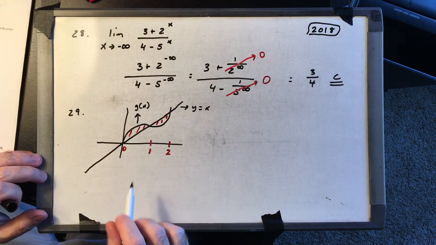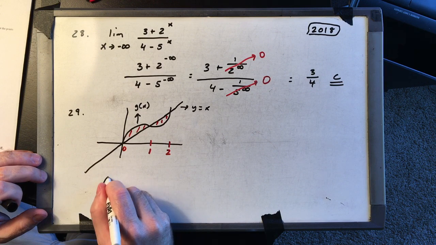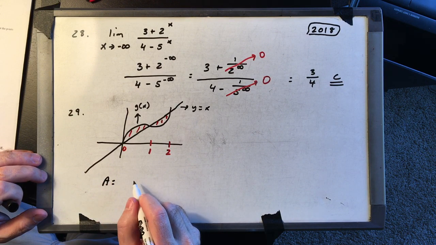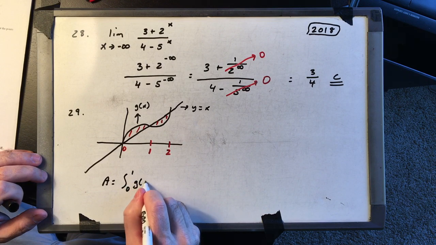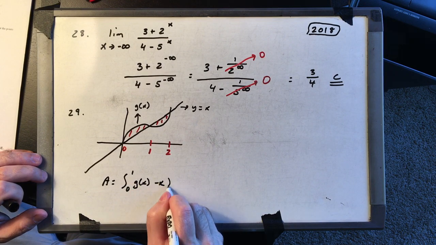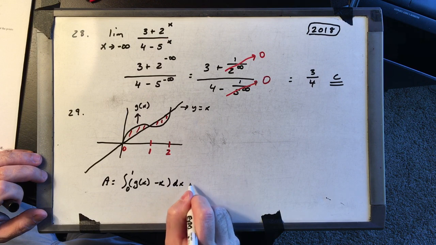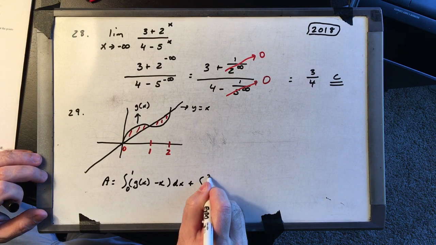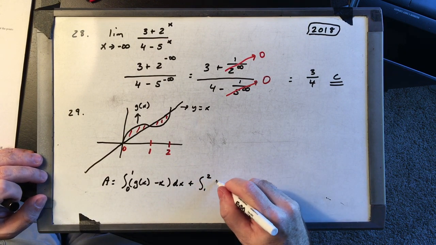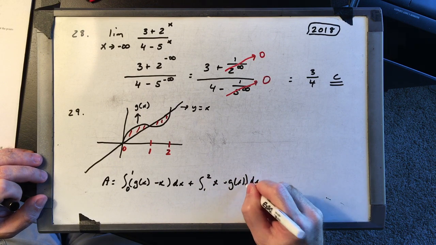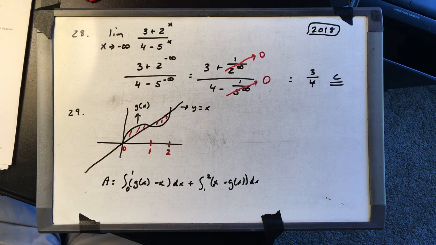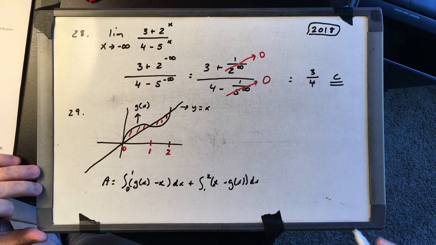Okay, so you know it's top minus bottom, so the area is going to be from 0 to 1 of g of x minus x dx, plus 1 to 2 of x minus g of x dx. So that is definitely one of the ways to get it, which is option 3.